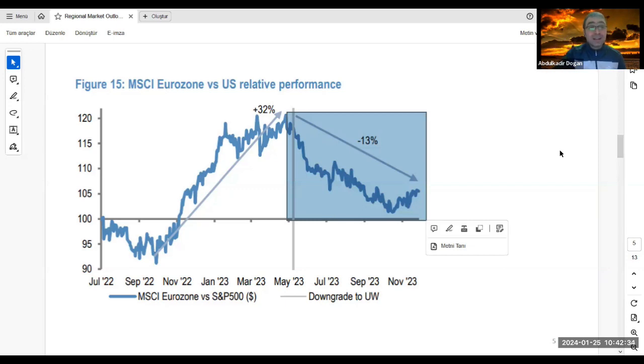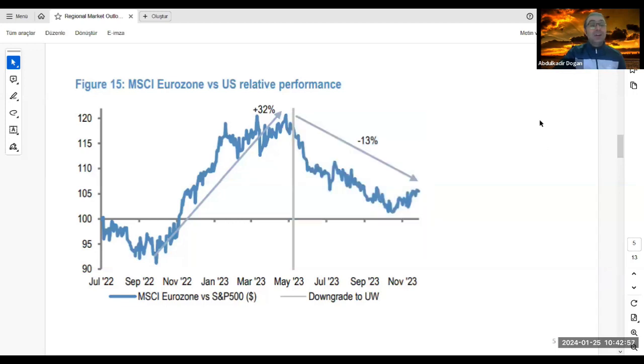But the United States is better. Why? Because Eurozone is a production-oriented economy, but the United States is a financial market-oriented economy. And any increase in the interest rate will slow down all production-oriented economies in the world. So Eurozone relatively has a disadvantage in this interest rate hike process compared to the United States.